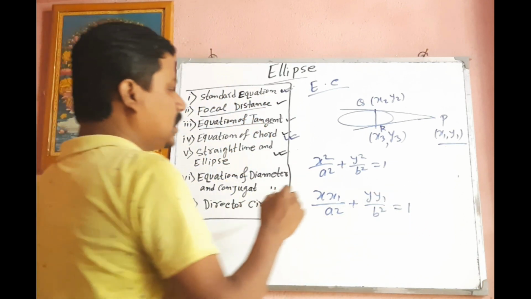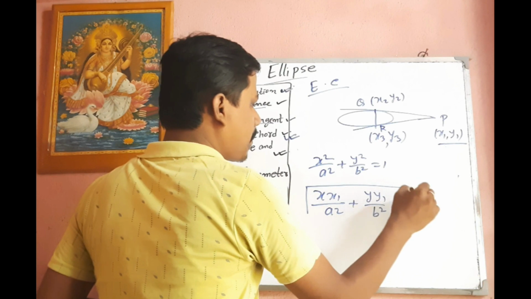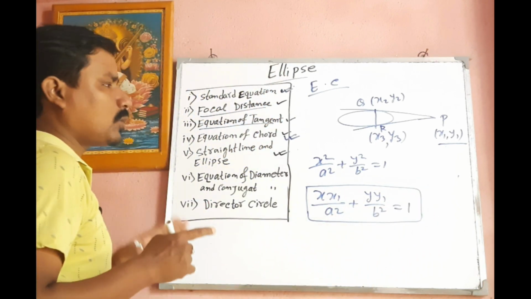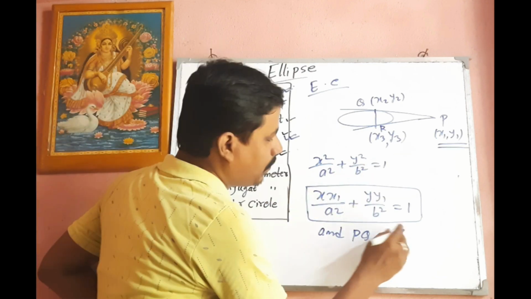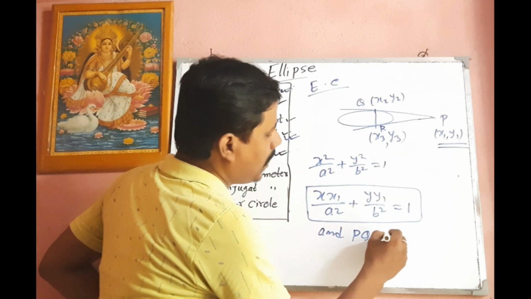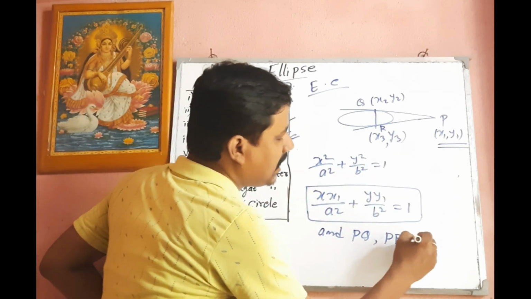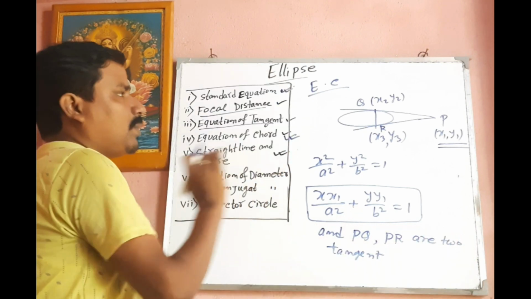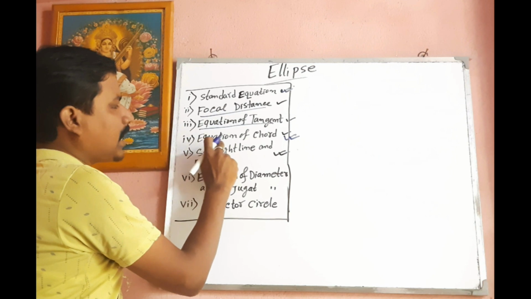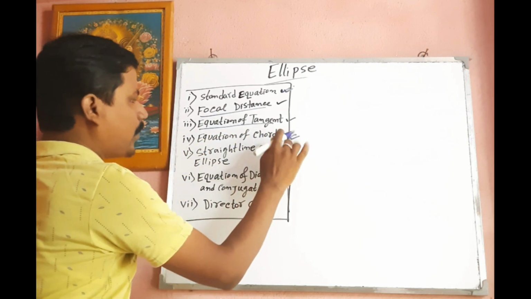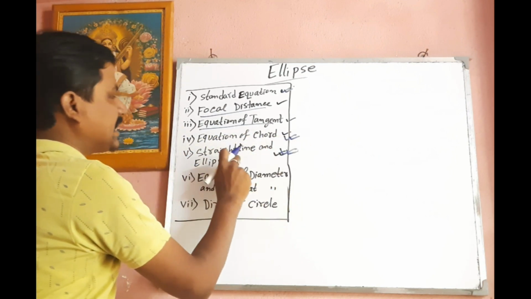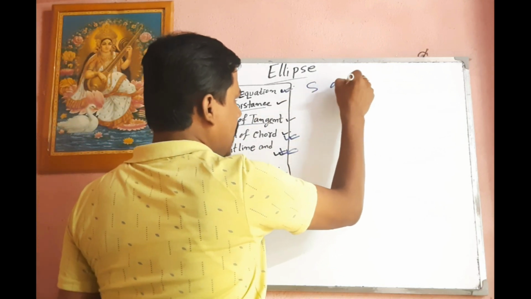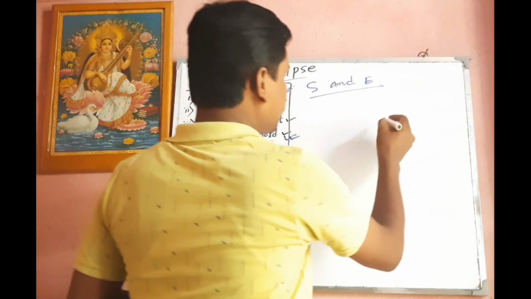This is a standard equation of the chord of contact. PQ and PR are the two tangents of the given ellipse. After completing the equation of the chord, we move to the fifth part, that is the straight line and the ellipse.